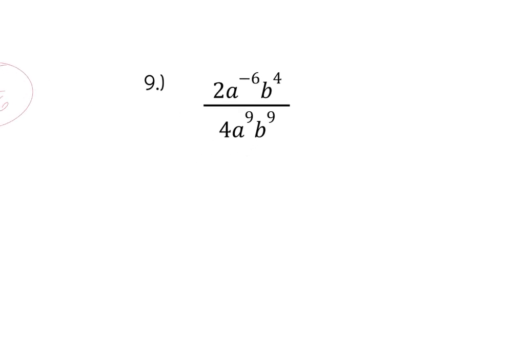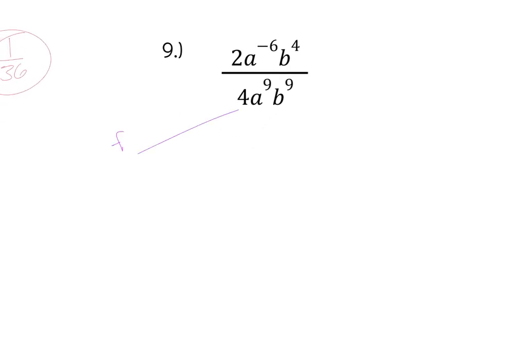So you have a couple of approaches here. You can either go ahead and flip your negative exponents, or you can subtract. And I'm going to do both, right? So first of all, 2 divided by 4 is 1/2, right? If we were to flip, then what we're going to get is b to the 4th on top, a to the 6th, a to the 9th, b to the 9th.